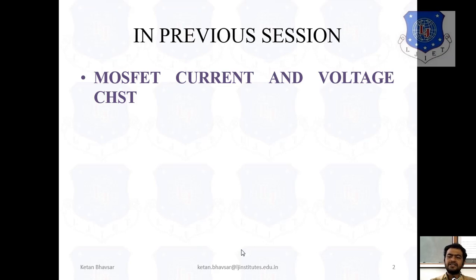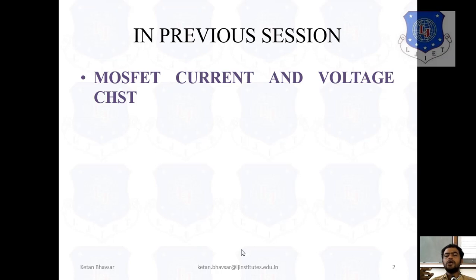In previous session we discussed about MOSFET current and voltage characteristics, and also we discussed about how MOSFET transistor is actually working when we provide a sufficient amount of voltages in terms of a linear region, saturation region and cutoff region. And also we proved the drain current ID equation for the linear and saturation region, and specifically for the linear region we have a specific drain current equation.